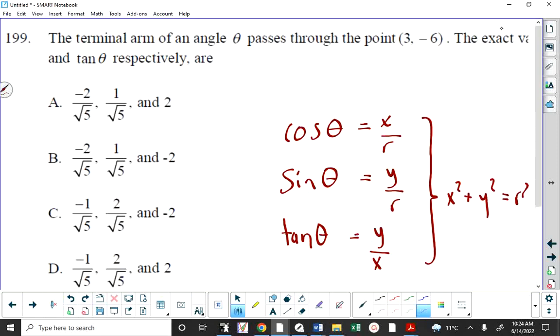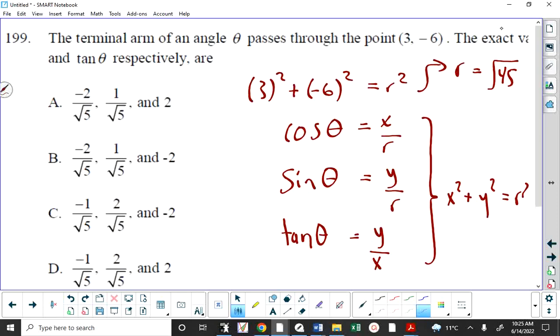Since we know that the terminal arm passes through (3, -6), we can calculate r. You would say that 3 squared plus (-6) squared is r squared, and you would get r equals root 9 plus 36, which is root 45. So cosine, is the first one supposed to be cosine? I've cut it off. Sine. Sine is y over r, so it's going to be -6 over root 45.